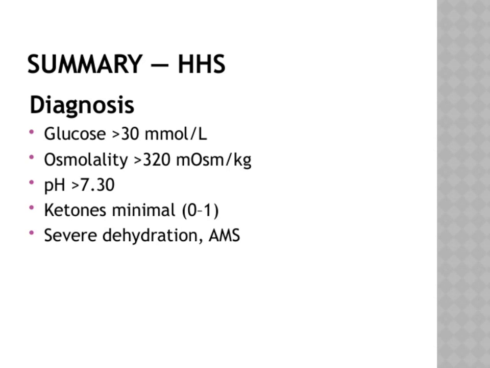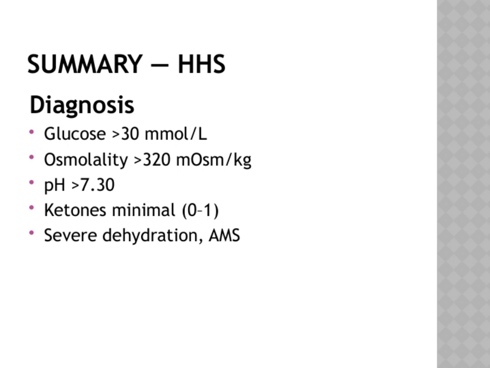Now, let's look at the key diagnostic features of hyperosmolar hyperglycemic state, or HHS. First, we see that glucose levels are typically very high, greater than 30 millimoles per liter. This indicates severe hyperglycemia. Next, osmolality is elevated, usually over 320 milliosmoles per kilogram, reflecting the concentrated blood due to dehydration. The blood pH tends to be above 7.3, which helps differentiate HHS from diabetic ketoacidosis, where the pH is lower. Minimal ketone production is another important point, often only 0 to 1, meaning there's little to no ketosis involved.